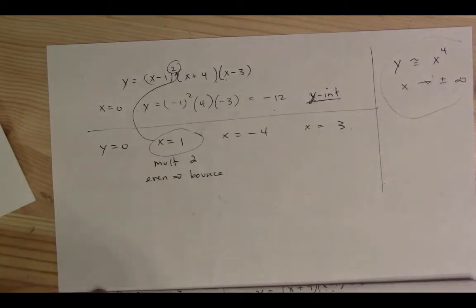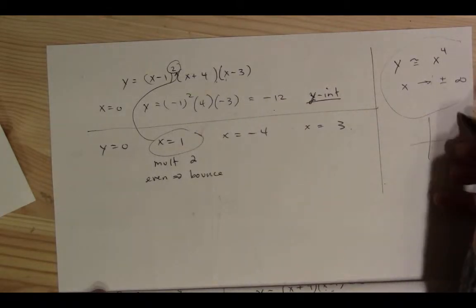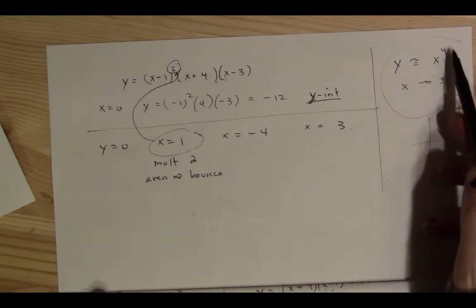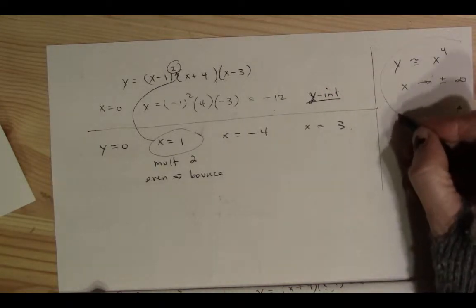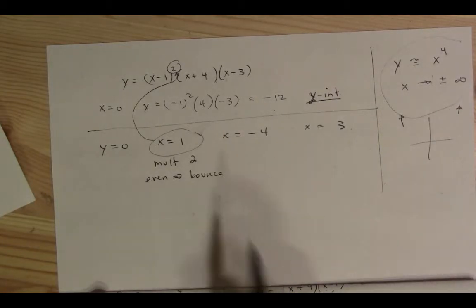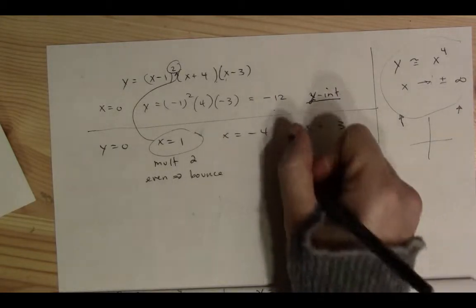Our graph will be approximated by x to the 4, which means that a positive number raised to an even value is positive, and a negative number raised to an even value is also positive. So our end behavior looks like that. There's our y-intercept, and these are our zeros, so we're ready to graph.